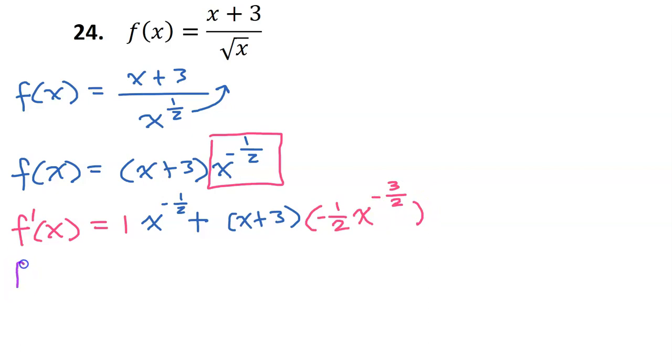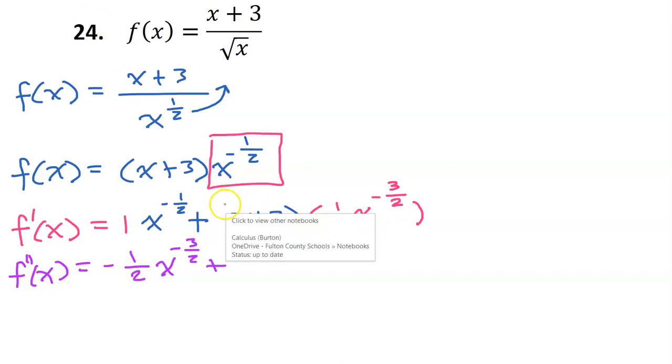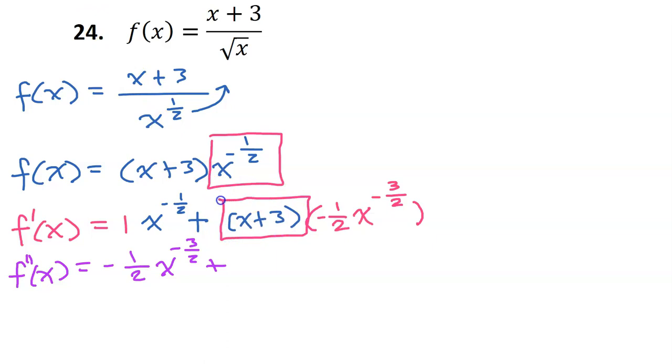Now it is time to take the second derivative, f double prime equals. So the derivative of x to the negative 1/2 power will be negative 1/2 times x to the negative 3 over 2 power. Just did the power rule. As we move on to this next pair of factors, we will do the product rule again. So again, we start by taking the derivative of the first factor while leaving the second factor alone. But the derivative of x plus 3 is just 1. But for now we leave the second factor alone.